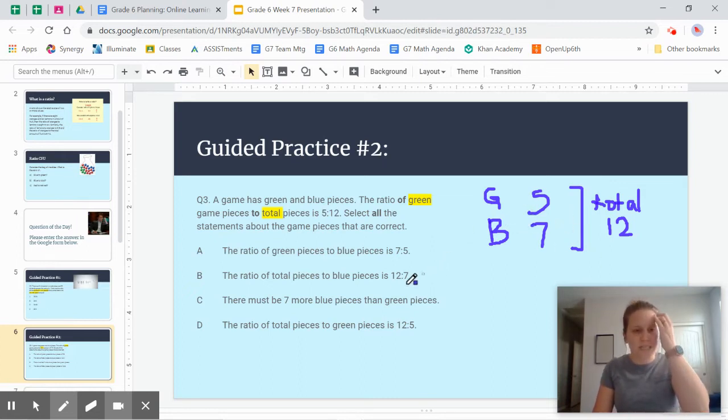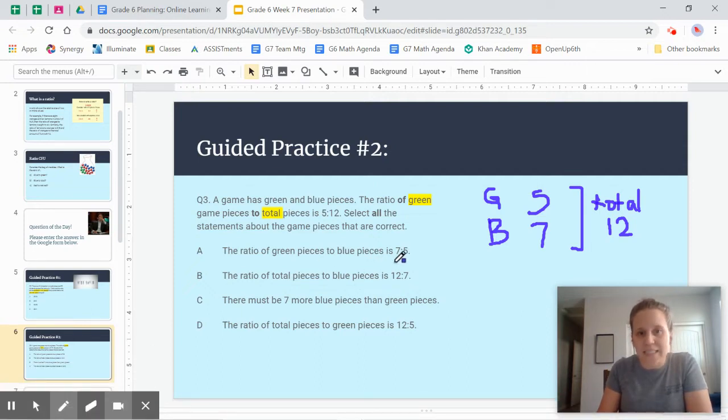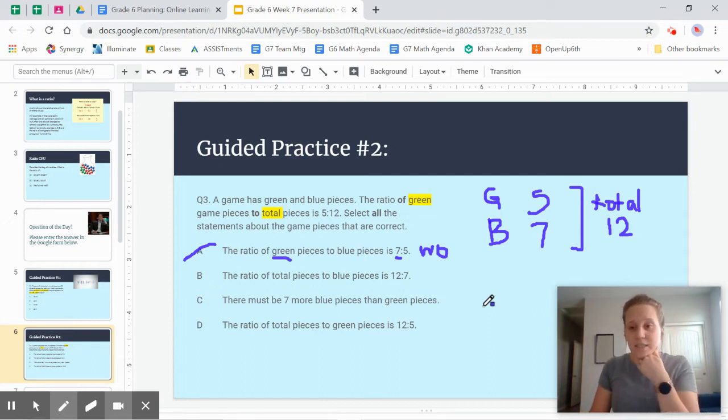Cool, let's read these answer choices. The ratio of green pieces to blue pieces is 7 to 5. Is that true? Green, 7? Nope, that's not true. They've got it backwards. On your paper, please write A, not true. Maybe just put WO for wrong order. That's going to be a common misconception that you'll see, a distractor answer. So let's create a little abbreviation, wrong order.